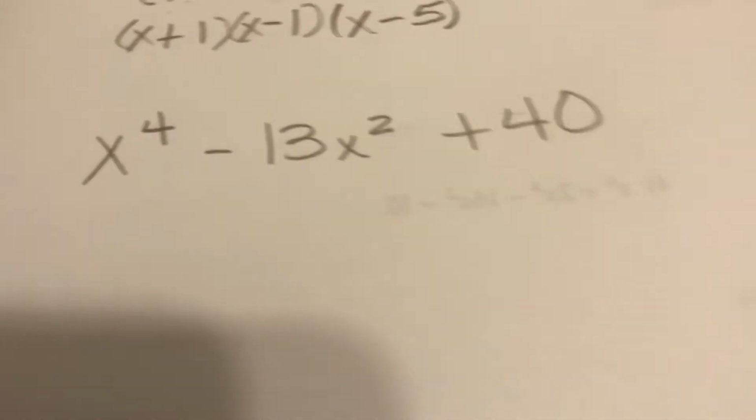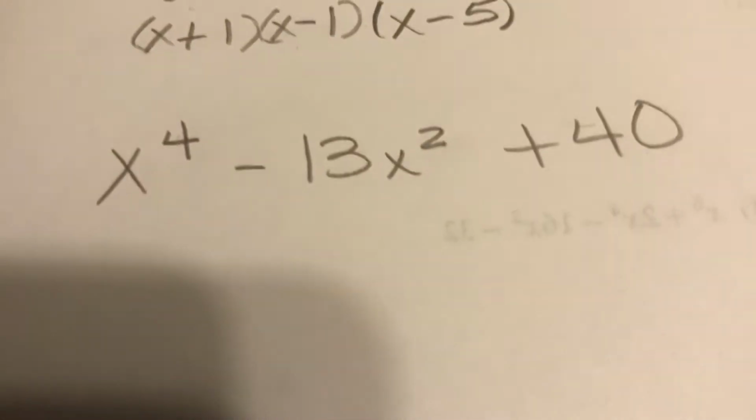For my next one, x to the 4th minus 13x squared plus 40. It's a minus plus.